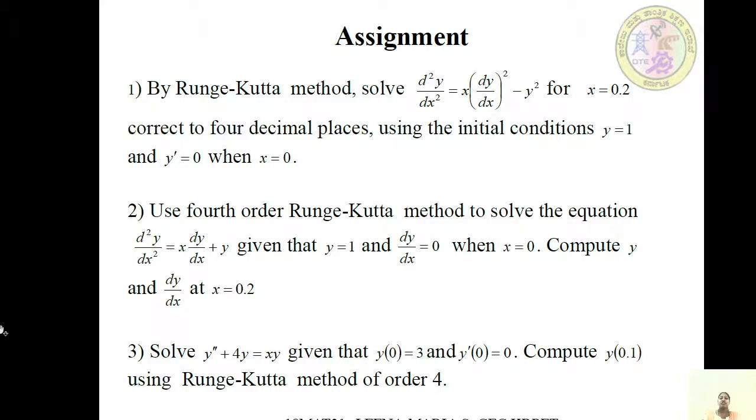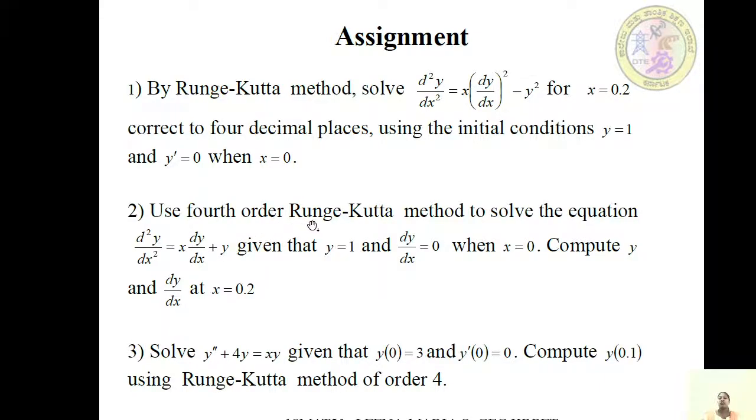Now we are going to see some assignment problems given here. So first one, by Runge-Kutta method, solve d square y by dx square equals (dy by dx) whole square minus y square for x equal to 0.1, correct to 4 decimal places, using the initial conditions y equals 1, y dash is 0, that is z is 0, and x is equal to 0. So we can solve similar problems by using Runge-Kutta method.